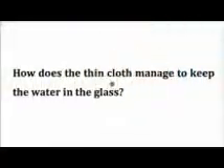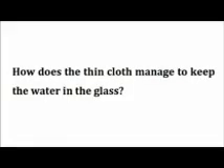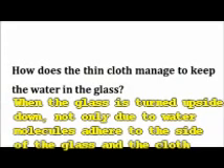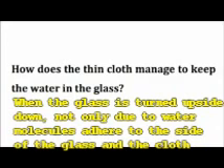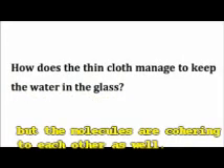I'm sure you're wondering now how the thin cloth manages to keep the water inside the glass. The water doesn't spill out due to cohesion and adhesion of molecules. When the glass is turned upside down, not only do the water molecules adhere to the sides of the glass and the cloth, but the molecules are cohering to each other as well.